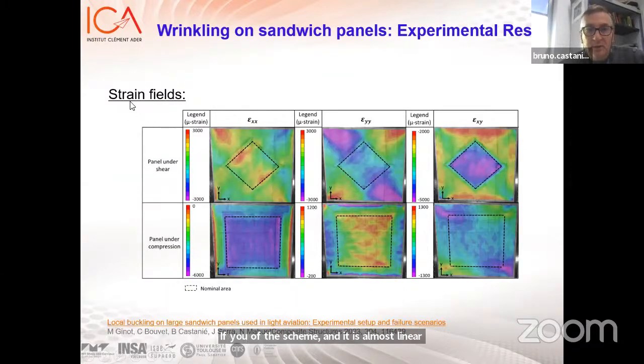You have the strain fields here. It is taken by the far field cameras, and for the panel under compression, so it's epsilon XX, lower part, you can see that globally it's blue inside the area of interest, and so we have a good compression field. Okay, it is an expected compression field. That's all. Same thing for epsilon XY. So in the area of interest, in the lozenge, you have also quite a uniform shear strain field. So it means that globally, the test is what we have expected.